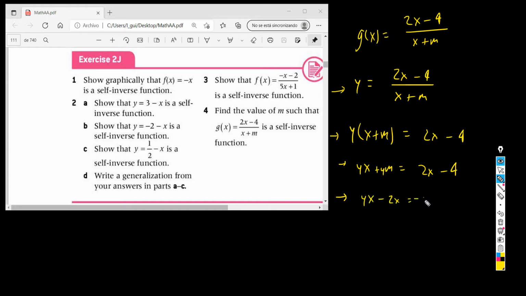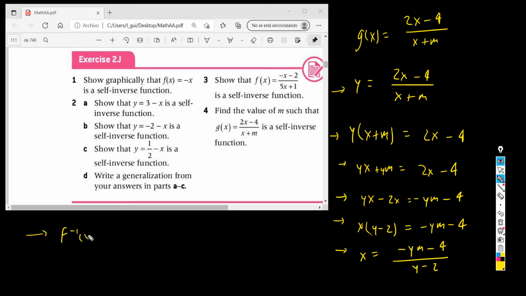Just follow the algebra. Wait, let me check if I'm doing everything right. Okay. All right. Yes. Okay. And I'm going to finish in here.